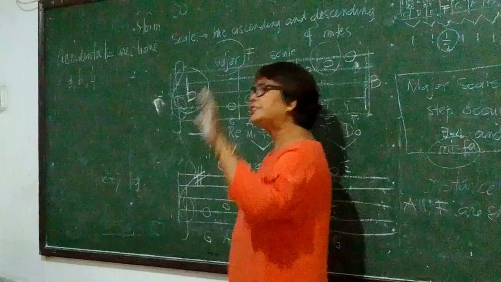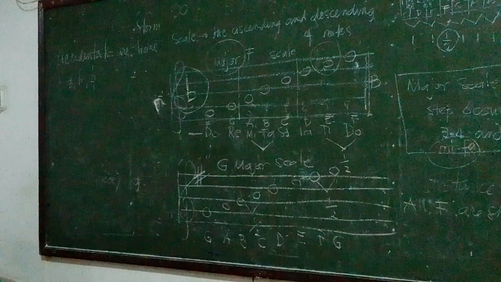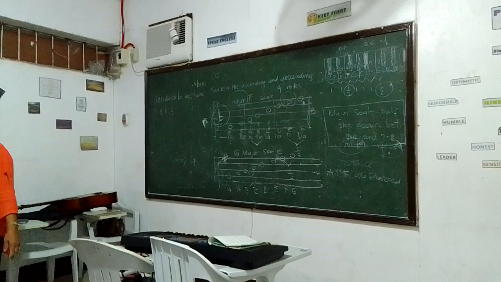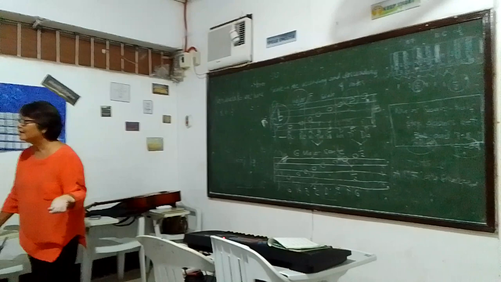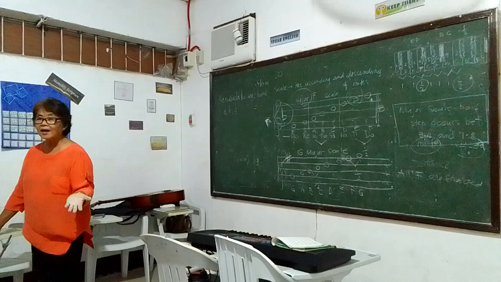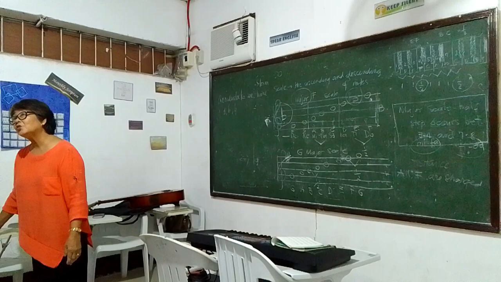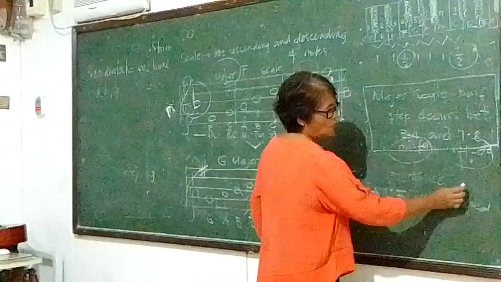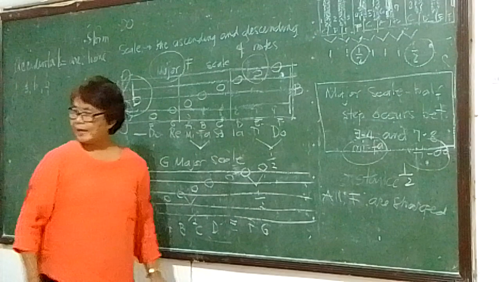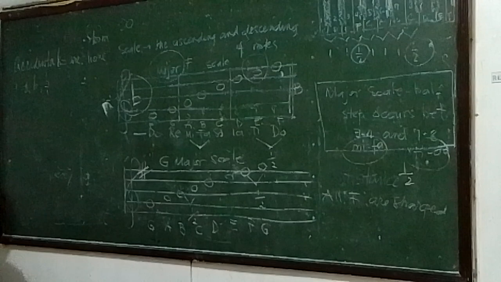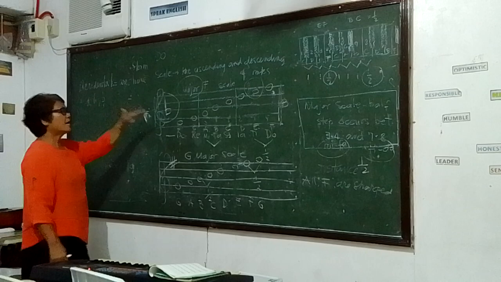What is the pattern in the F major scale? Do to re, what is the distance? Whole. Re to mi? Whole. Mi to fa? Half. Fa to sol? Whole. Sol to la? Whole. La to ti? Whole. Ti to do? Half. So just remember that mi to fa and ti to do are half steps. The rest are whole steps. That is the major scale. I am teaching you the F major scale.